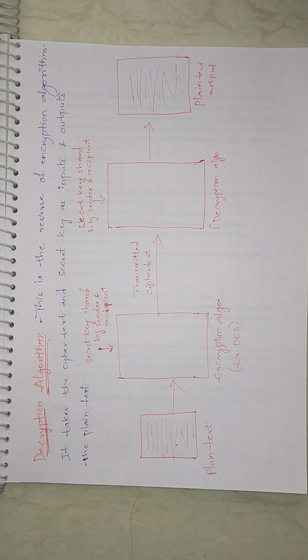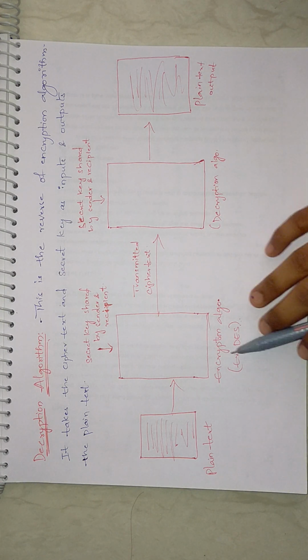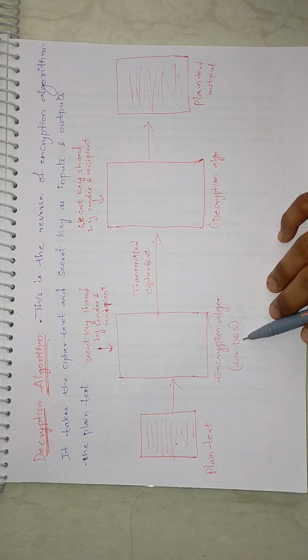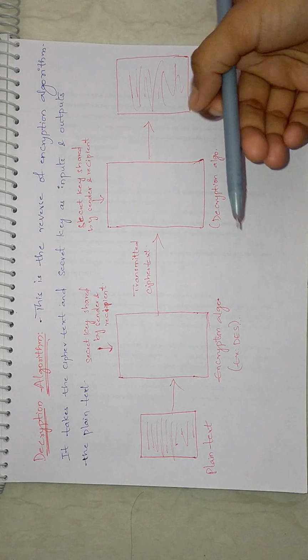What is the use of converting to an unreadable format? If we are sending personal messages, during transmission there will be many hackers trying to hack the information. If we convert the information into an unreadable format, even though they hack it, they will not be in a position to understand what the message is. So we convert plain text to cipher text using the encryption algorithm, for example DES. We'll discuss these encryption algorithms in coming videos.